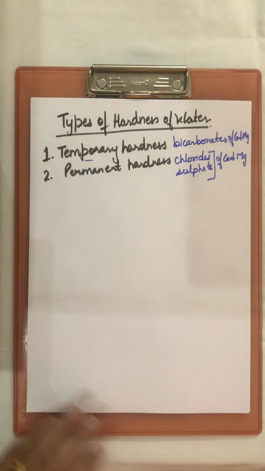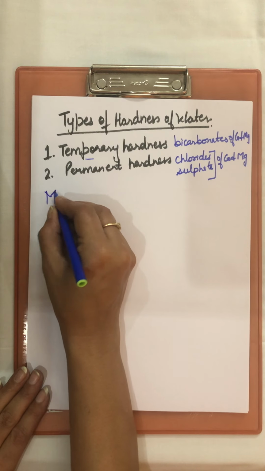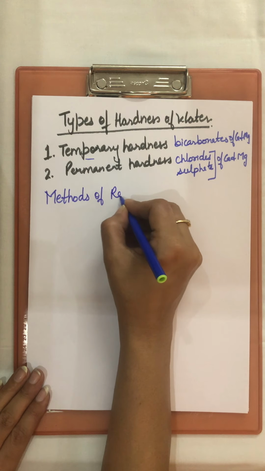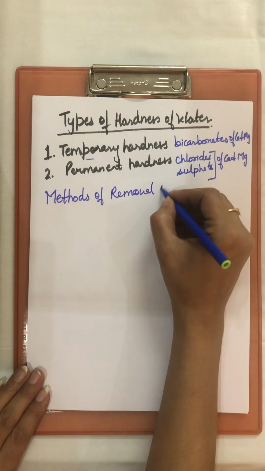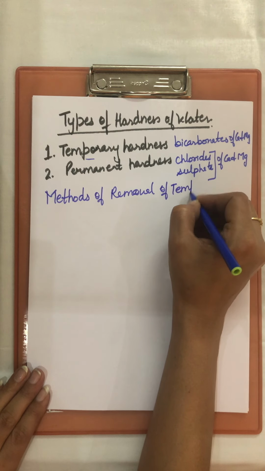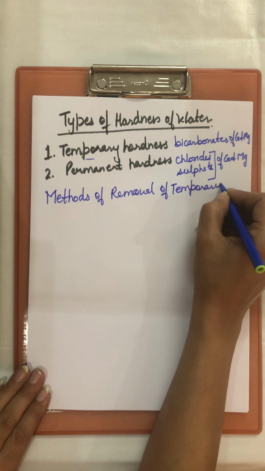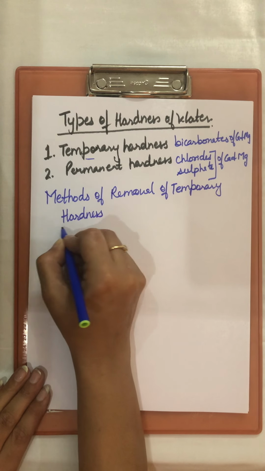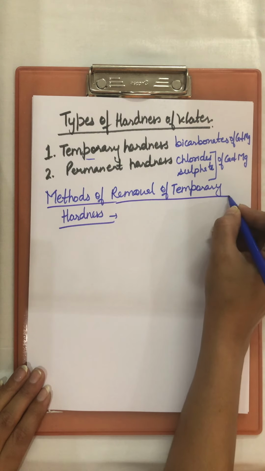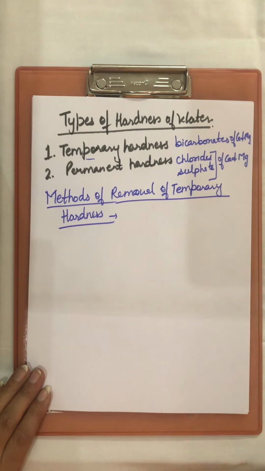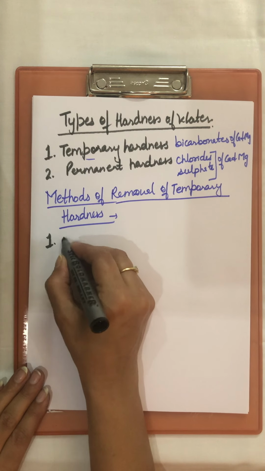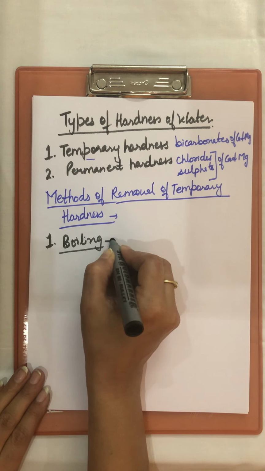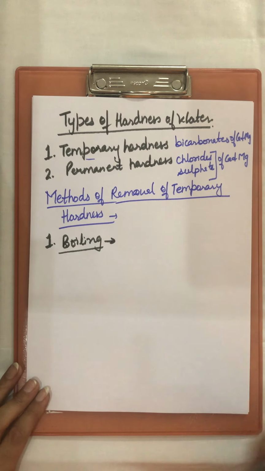So first we have methods of removal of temporary hardness. How can temporary hardness be removed? There are two methods to remove temporary hardness of water. First one, boiling. We just have to boil the water.